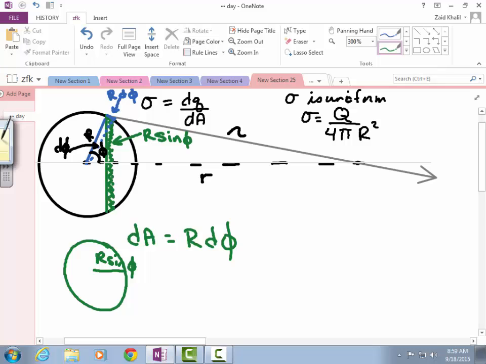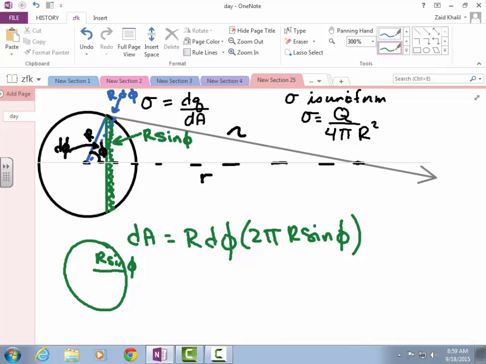So then what's the area? It's going to be this circumference times that width. I'm looking for the differential area. So it's going to be 2 pi r sine phi times r d phi. Nice. Correct. So when you look at it, it looks like this. Here it is. That's exactly what it looks like.